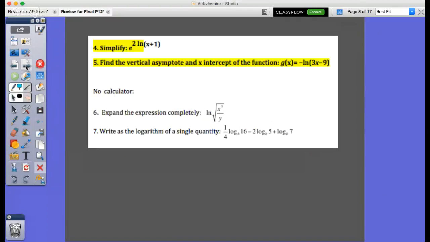Okay. Top one, right here, the 2 goes to the x plus 1, and then the e and the ln cancel. x plus 1 squared, right?